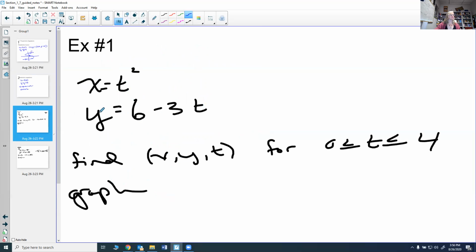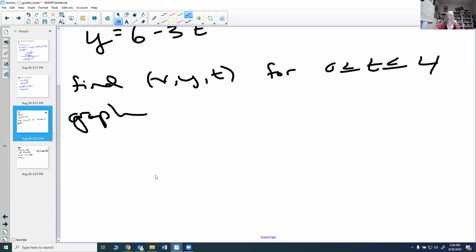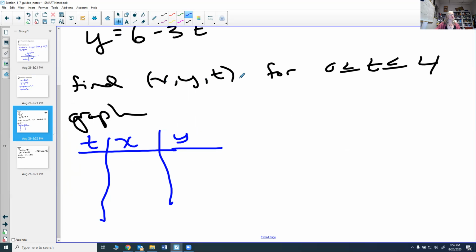So let's go ahead and take an example. Here's a parametric equation. X is equal to t squared. Y is equal to 6 minus 3t squared. What we're going to do is find some x and y values for certain t's and see what we get. And then from there, we can graph this. So I'm going to create a table of values. I usually like to start with t, because it's easier for me. And then we're going to find the x and the y. A lot of times we write them as ordered triplets x, y, t.